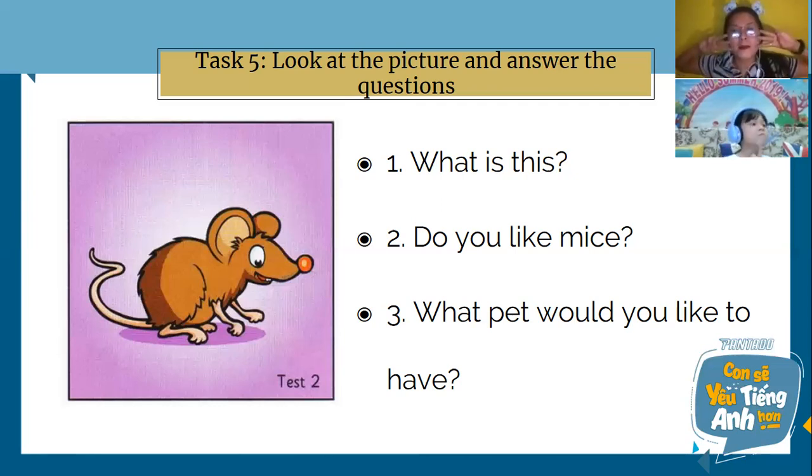How about this? Meow. You like it? No. How about? No. Oh, what do you like? What pet do you like? I know it. Oh, what do you like? I like goldfish. Oh, wow, goldfish. Teacher also likes goldfish. It's so nice to see and to watch every day.